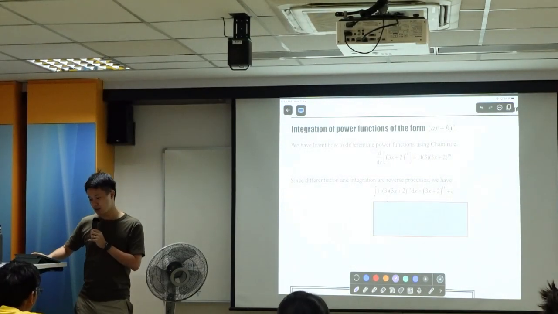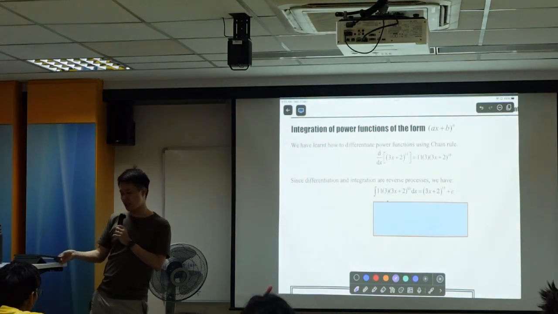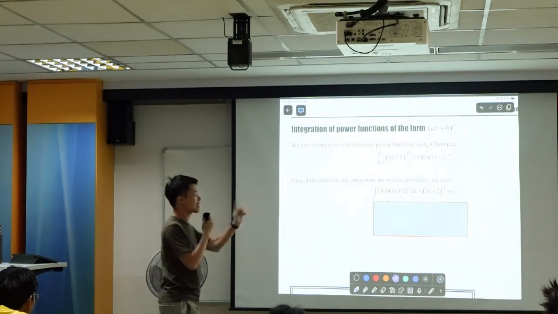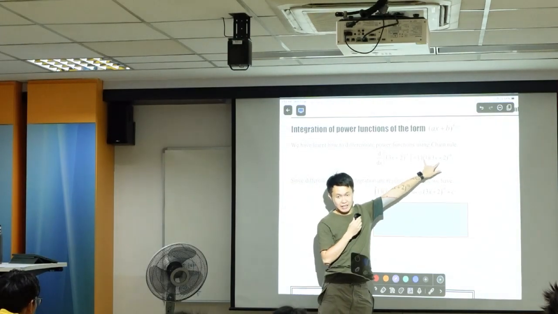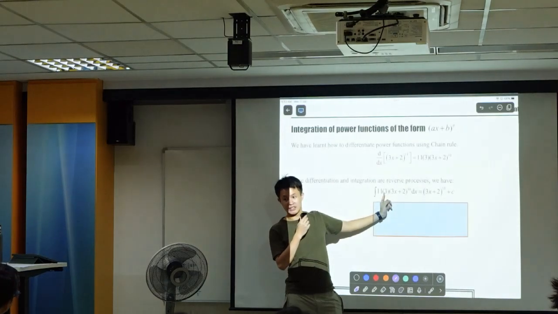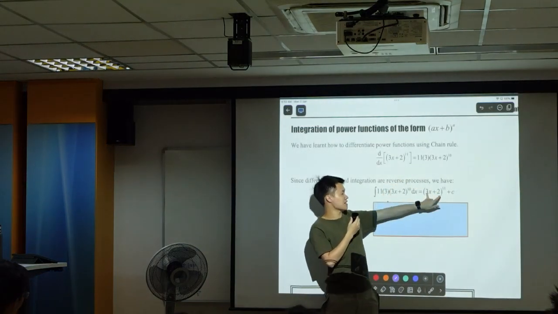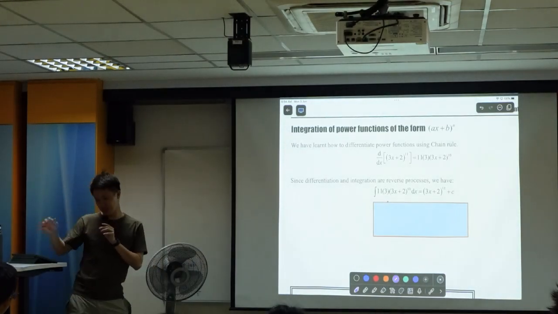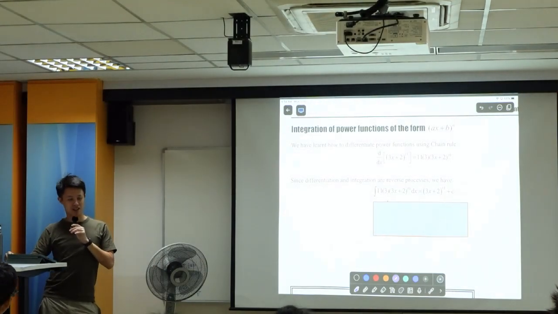Now, we know that integration and differentiation are reverse processes. So technically, if I integrate this result, I should get back the original function. So this is what I'm going to write here: the integration of the result here must give me this function plus c. The c is just put there. Remember, in an indefinite integral, you must always put the plus c.